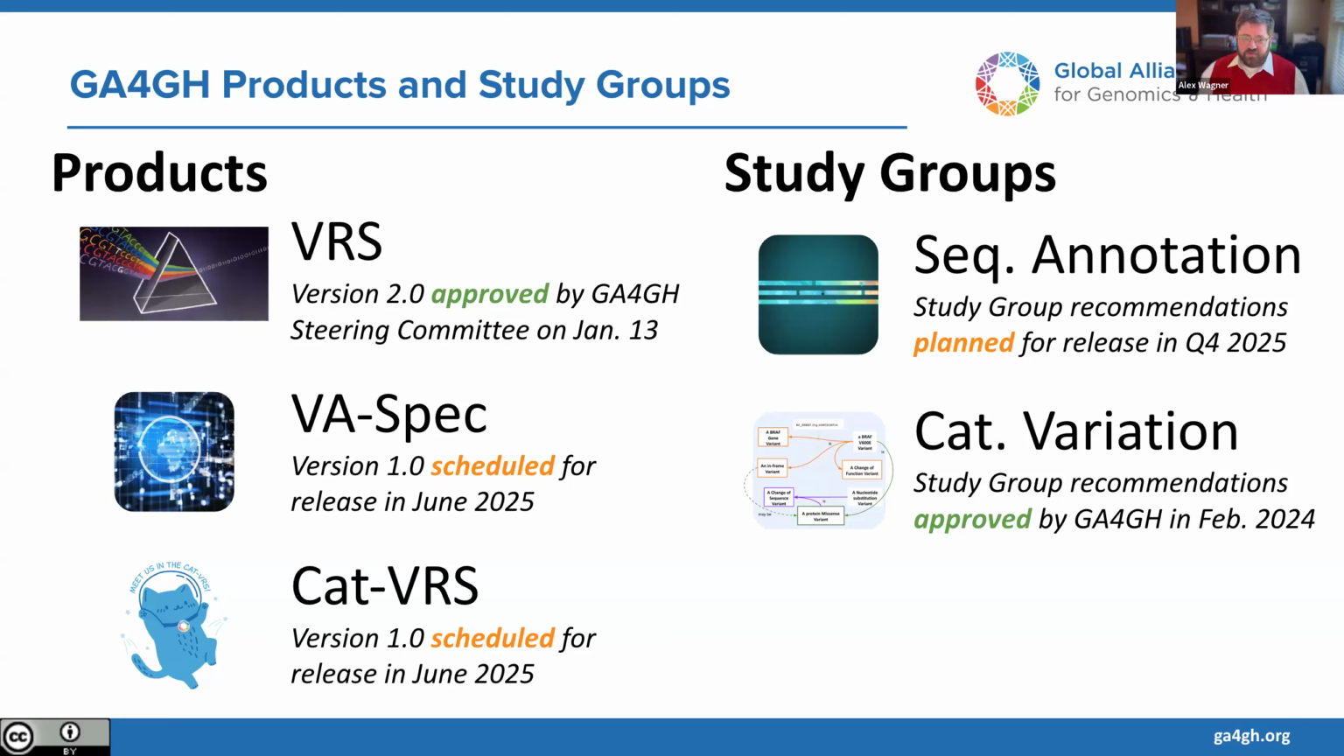And of course, earlier this year, we saw VRS 2.0 approved and released by the GA4GH. So we've got a lot going on. We have our sequence annotation group, as I mentioned, as a study group, and they're planning to release their recommendations towards the end of this year.